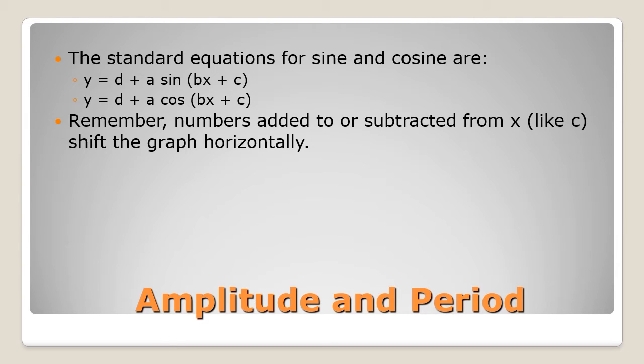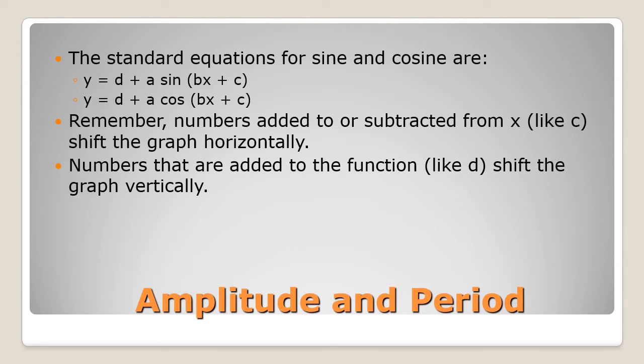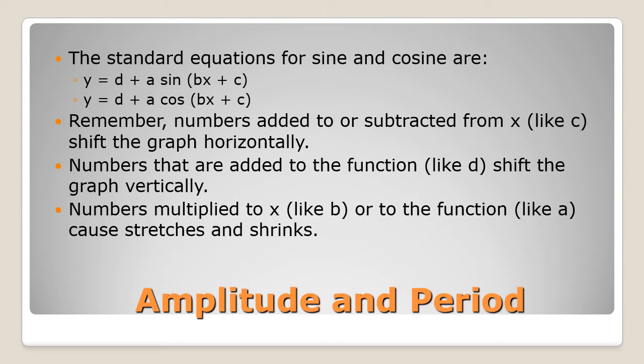Now, it's a little bit more complicated here because in that bx plus c in parentheses, the b is going to affect it too, and we'll talk about that when we get there. And we've already said that the d added is going to shift it vertically. The numbers multiplied to it cause stretches and shrinks. The b in front of the x is going to affect the period of the function, and the a in front of the sine or cosine is going to affect the height of the function.